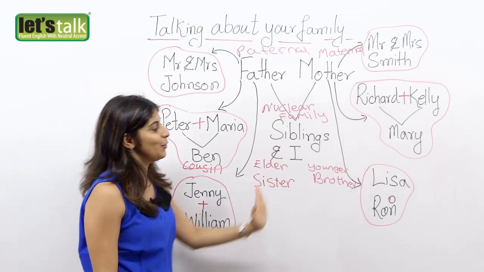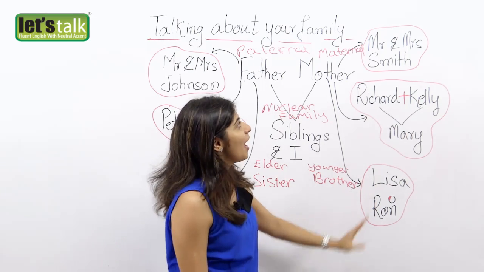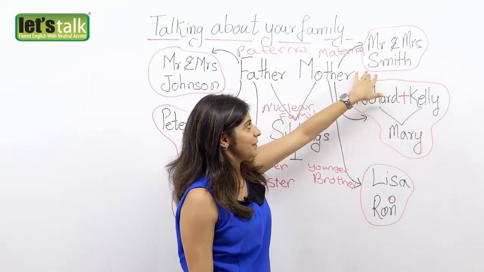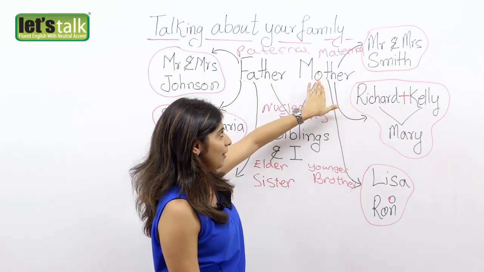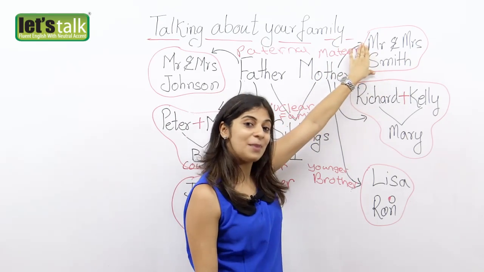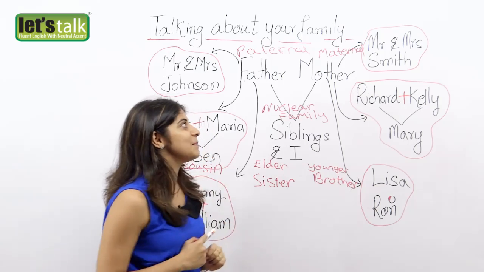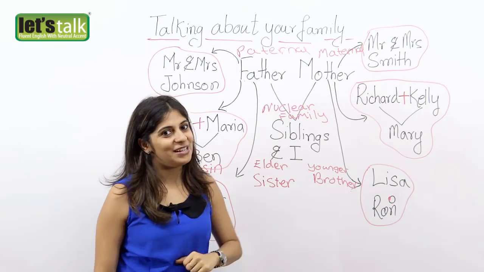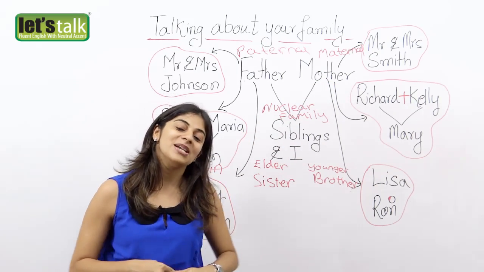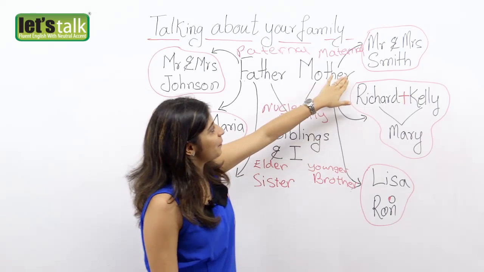Now let's look into your mother's side of family. We have Mr. and Mrs. Smith. So mother comes from the Smith family. Mr. and Mrs. Smith are your mother's parents. So for you, they are your maternal grandparents.